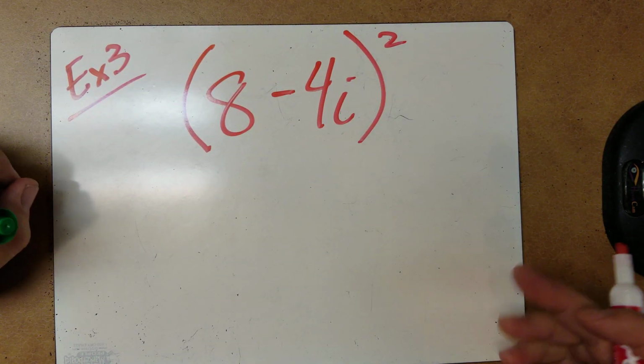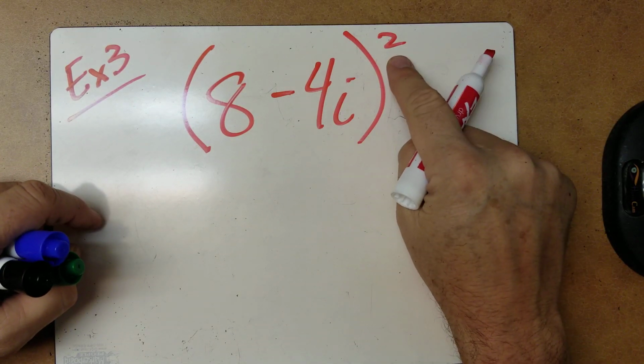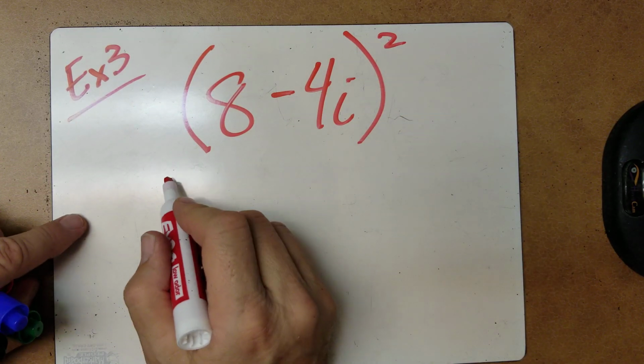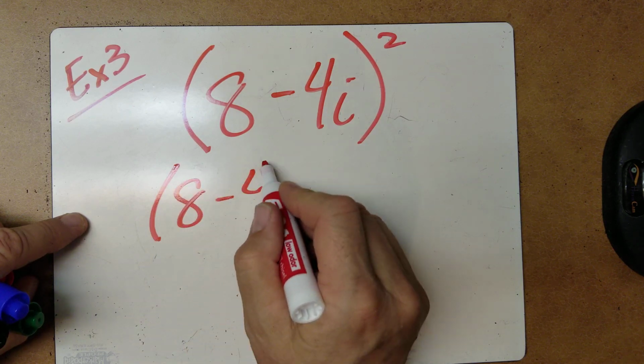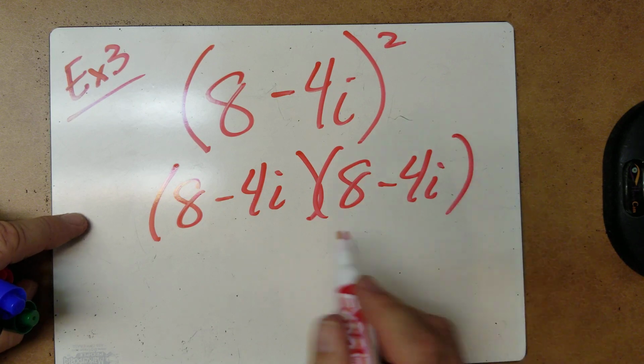Last example. I'm just showing this to you to remind you not to kill puppies. That 2 right there, you know you got to expand it. So let's make it like this. 8 minus 4i and then 8 minus 4i. I'm going to do this quickly. I'm going to do FOIL.